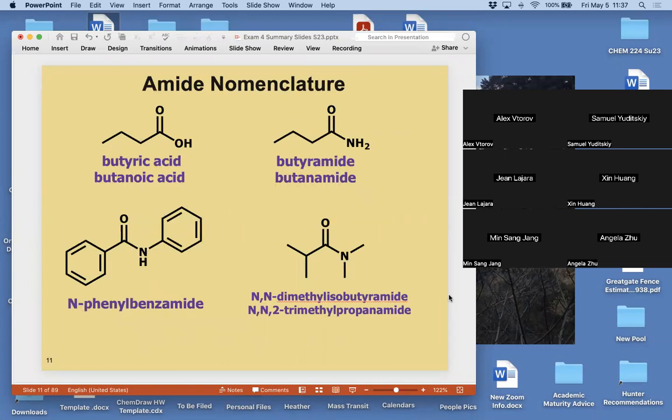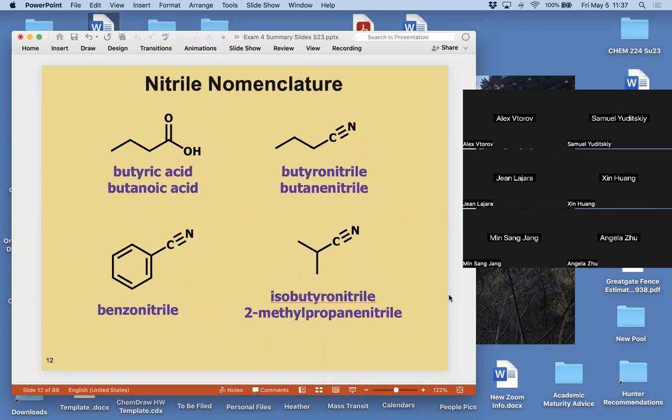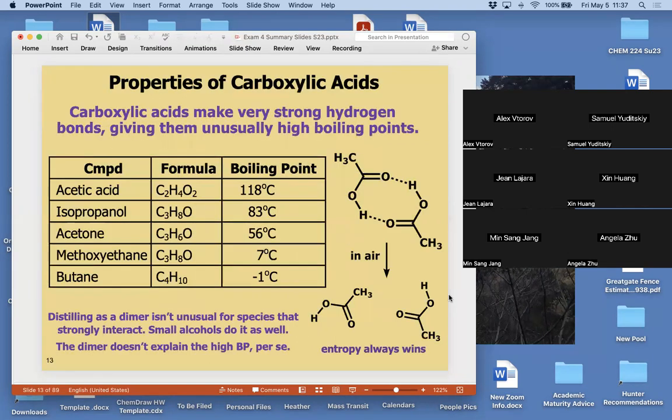Okay, amides, they use the same convention as amines for designating what's on the nitrogen. Nitriles, carboxylic acids. Okay, we went through this.